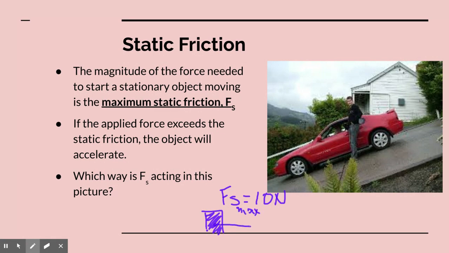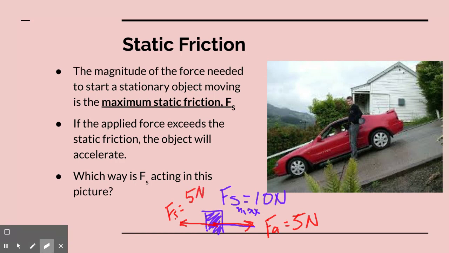And let's say you put, so here is the static friction force, and then this is the applied force. So the max will be 10, but let's say you put 5 newtons of applied force on it. Well, the static friction will be 5 newtons. Well, let's change that instead. If we put on 8 newtons of applied force, then the static friction will oppose that at 8 newtons.